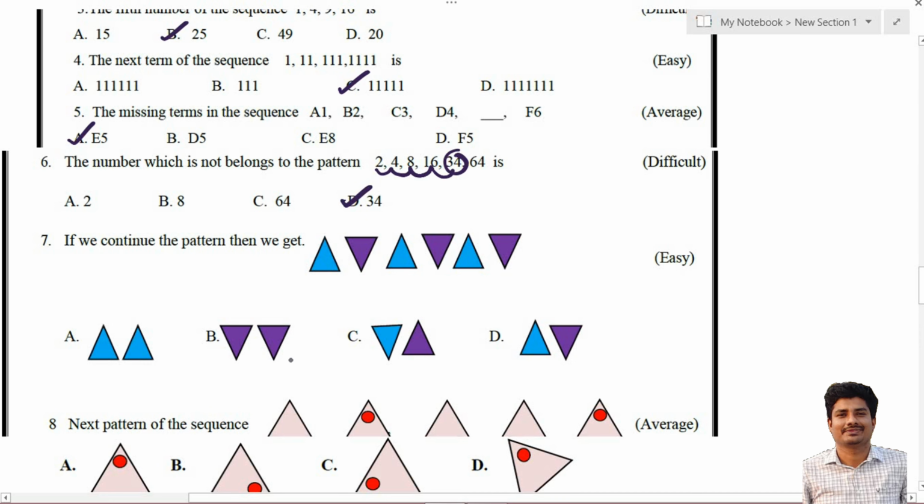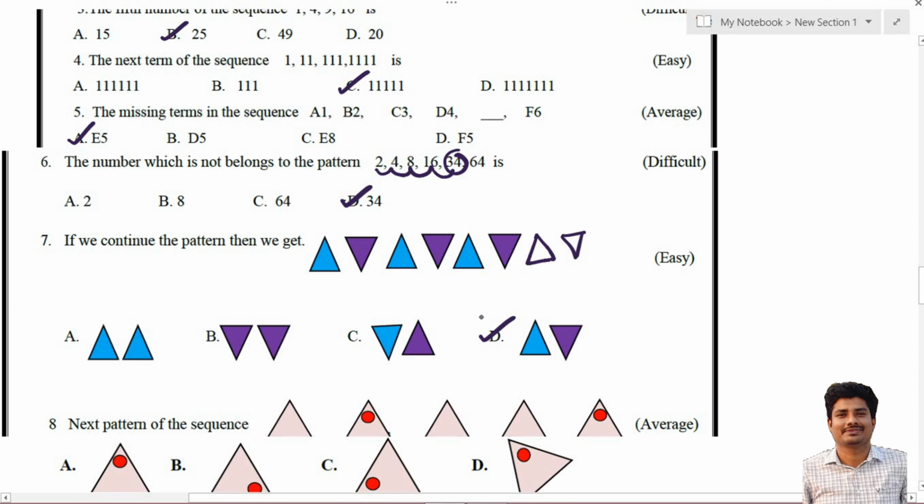See here, you can see the normal triangle and inverted triangle. Normal, inverted, normal, inverted, normal, inverted. Therefore normal triangle and inverted triangle. Erect and inverted triangles we can call it. Therefore option D is the correct answer for this question.